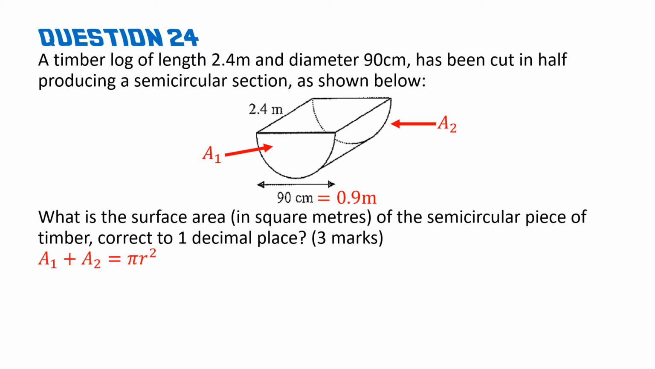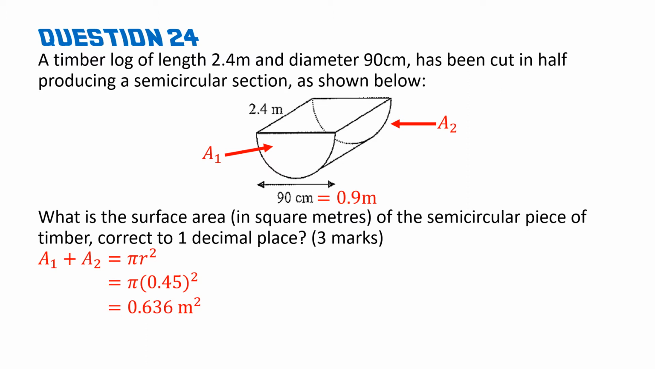So area 1 plus area 2 will be the area of a circle, which is pi r squared. Now our diameter is 0.9 metres, so half of that will be our radius. So our radius is going to be 0.45 metres. So we can plug that in. So pi times 0.45 squared, putting that into a calculator, we get that the areas of area 1 and area 2 combined would be 0.636 metres squared. So that's the front and the back of our semicircular log.